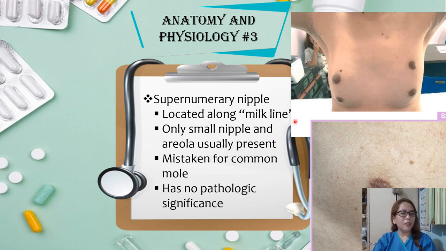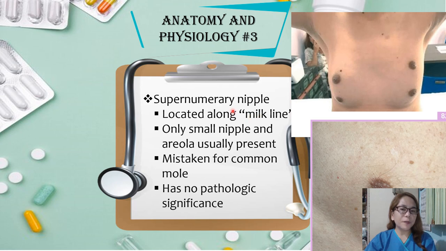We have here an illustration of what we call a supernumerary nipple. This is a common condition or a minor breast defect that consists of an extra nipple. As you can see, there are four nipples to each side in this picture, which appear on the chest.